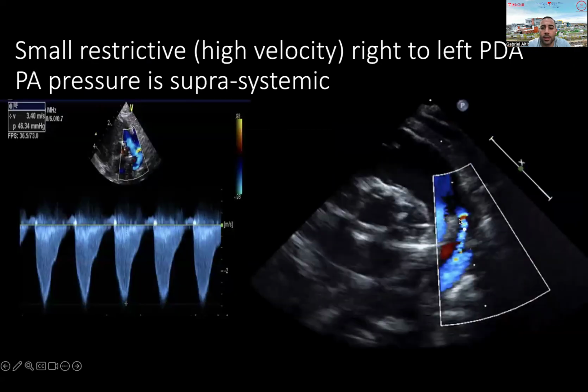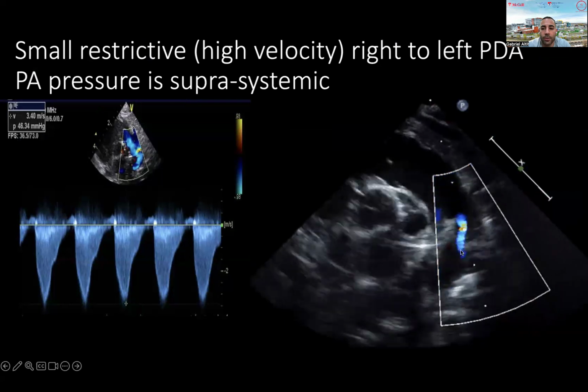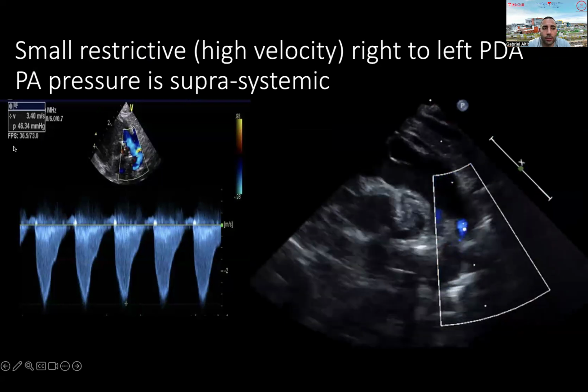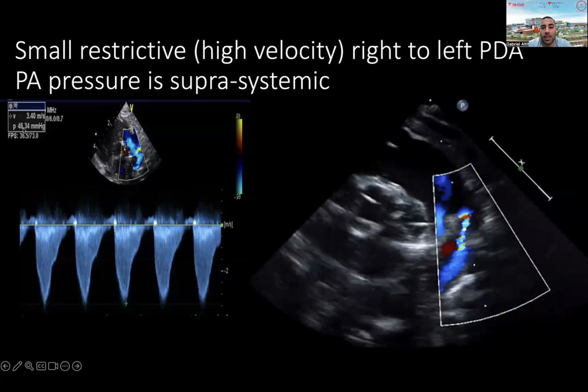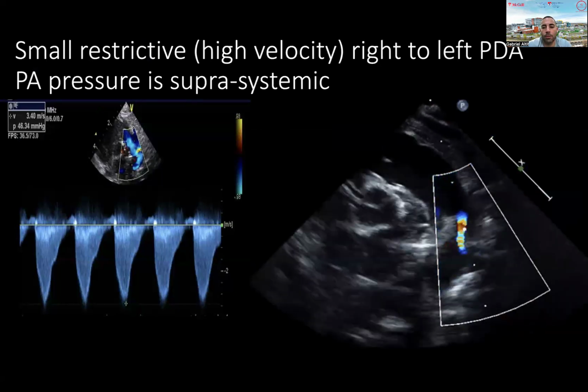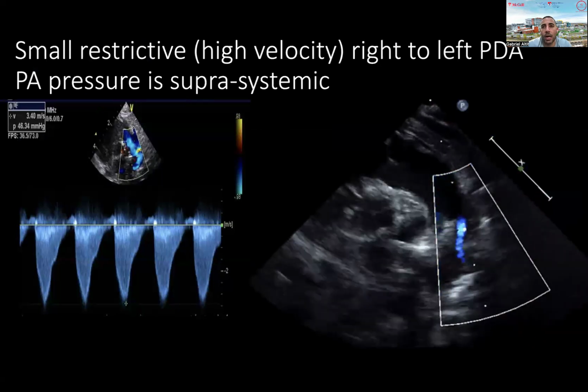Here, this is the context of a duct that's very tiny and restrictive. You can see that there's a gradient at the peak of systole of 46. This tells me that there's suprasystemic PA pressure and likely suprasystemic PVR that's driving this suprasystemic PA pressure.